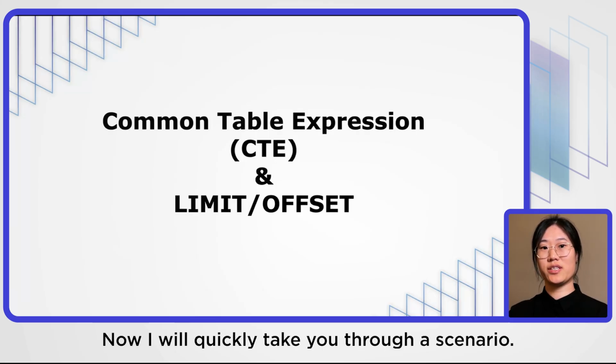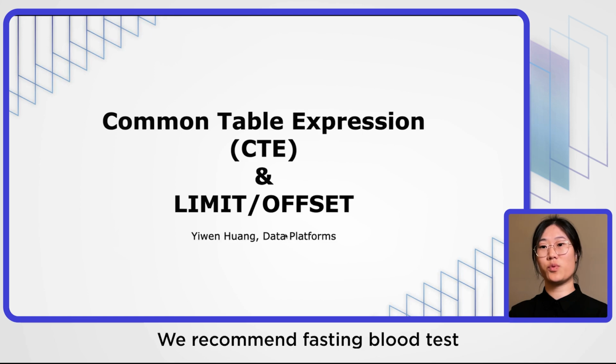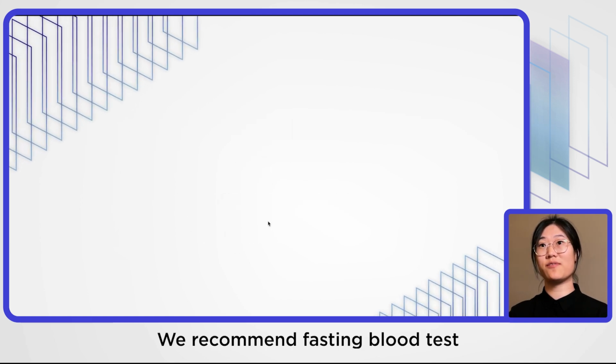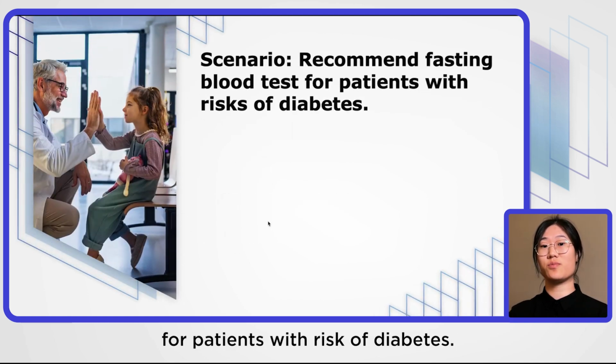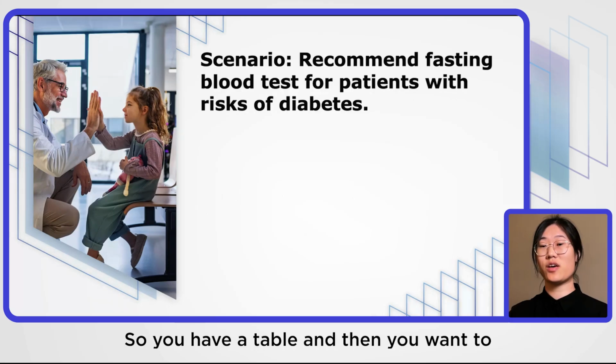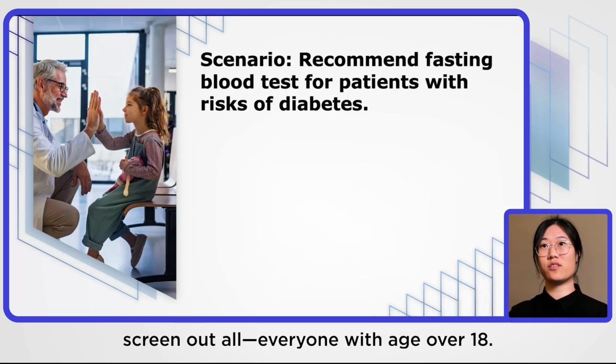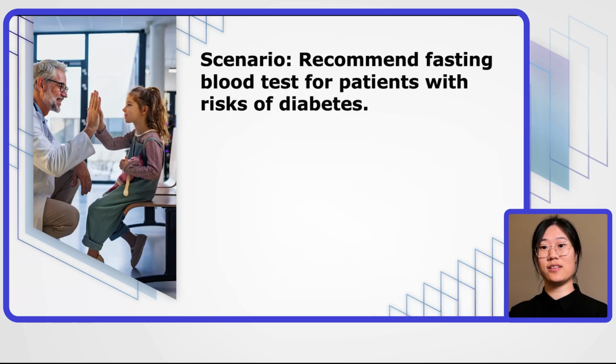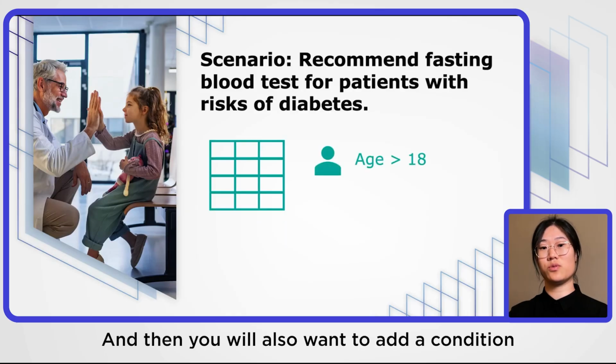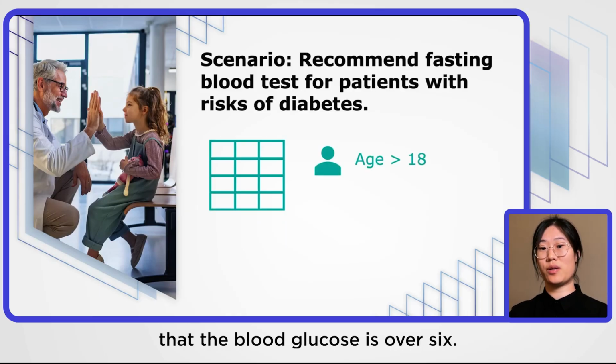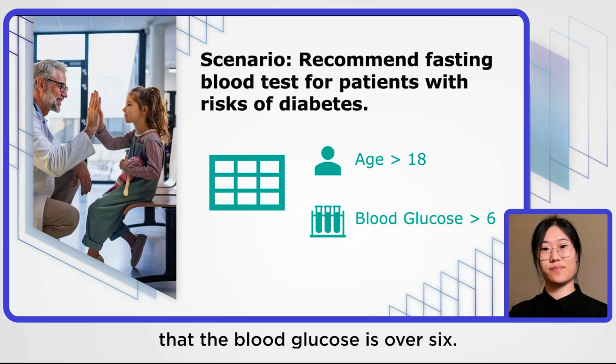And I will quickly take you through a scenario. We want to recommend fasting blood tests for patients with risk of diabetes. So you have a table, and then you want to screen out everyone with age over 18. And then you also want to add a condition that the blood glucose is over 6.